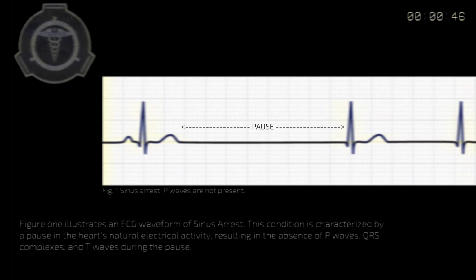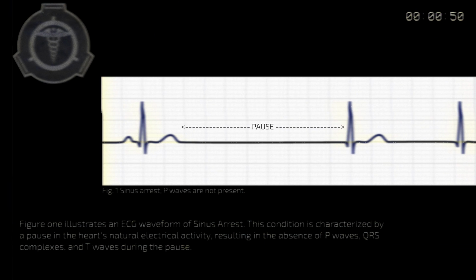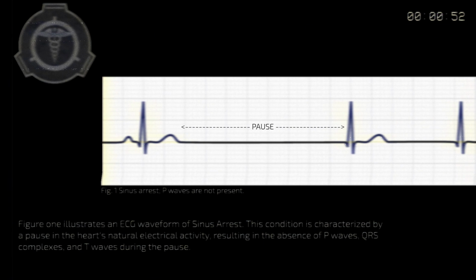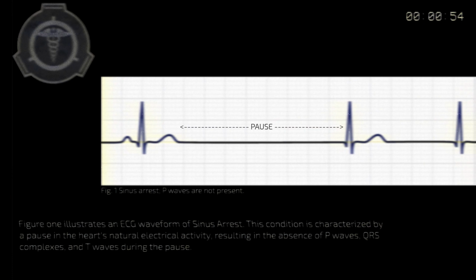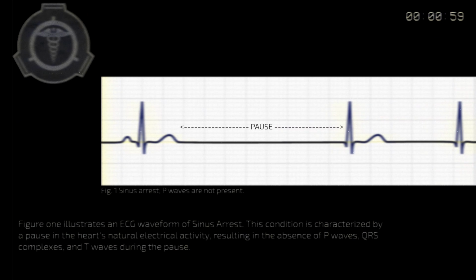Figure 1 illustrates an ECG waveform of sinus arrest. This condition is characterized by a pause in the heart's natural electrical activity, resulting in the absence of P waves, QRS complexes, and T waves during the pause.